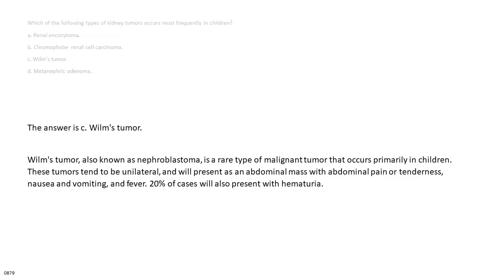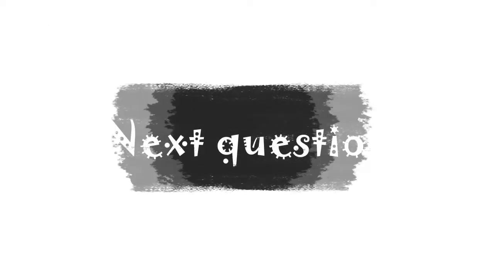The answer is C. Wilms tumor. Wilms tumor, also known as nephroblastoma, is a rare type of malignant tumor that occurs primarily in children. These tumors tend to be unilateral, and will present as an abdominal mass with abdominal pain or tenderness, nausea and vomiting, and fever. 20% of cases will also present with hematuria.